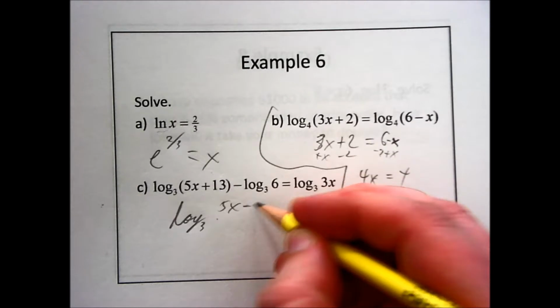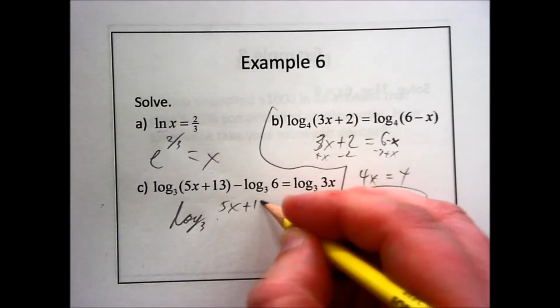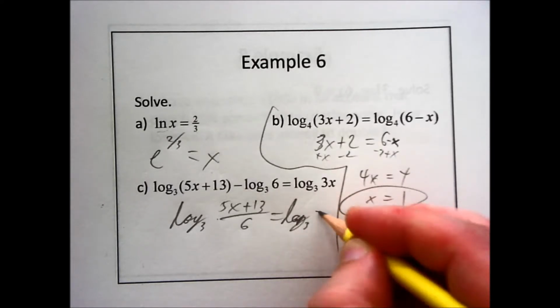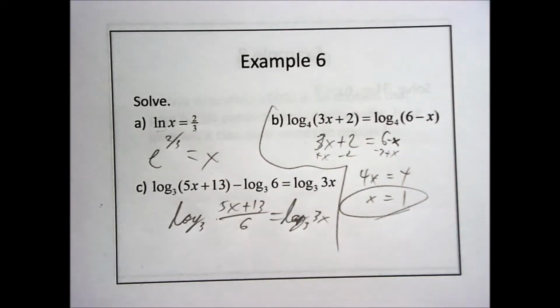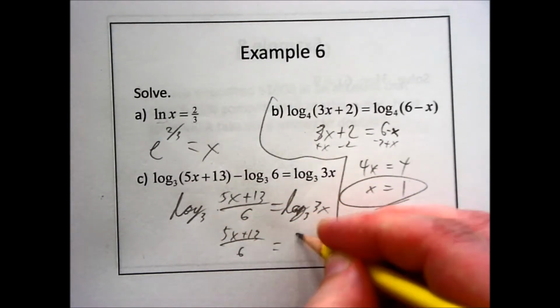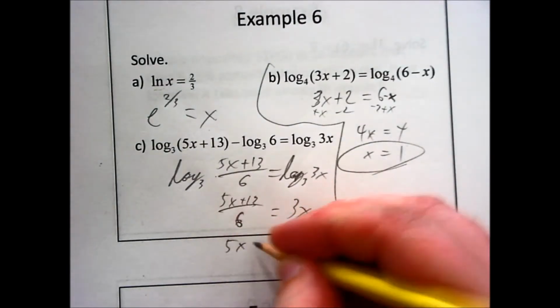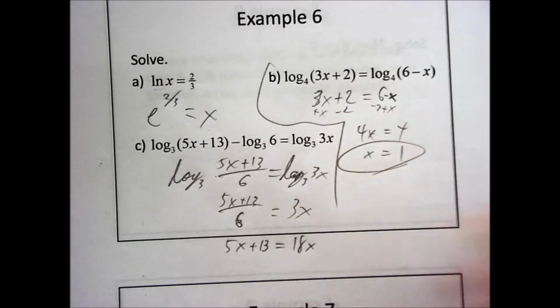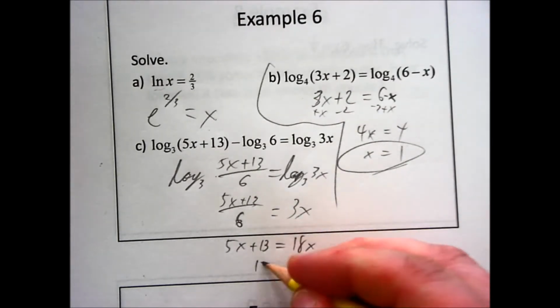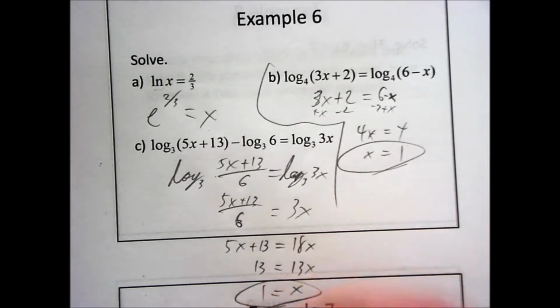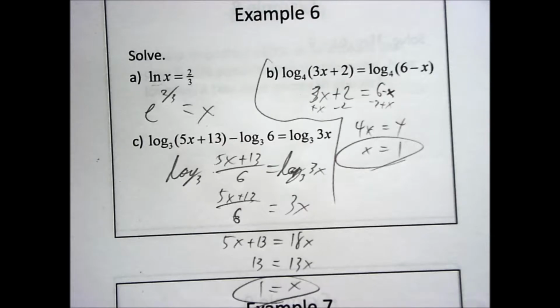Because it's minus in between, I can take log base 3 of 5x plus 13 divided by the 6 is still equal to log base 3 of 3x. Now you can take what's inside. 5x plus 13 over 6 is equal to 3x. Then what? Yep. So you have 5x plus 13 is equal to 18x. Subtract 5x. X is equal to 1. Questions on those?